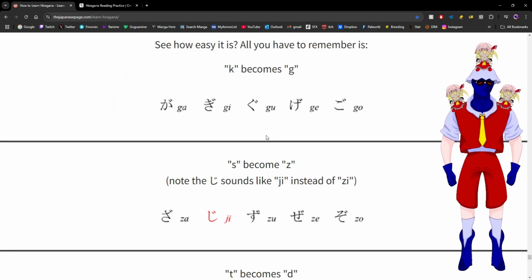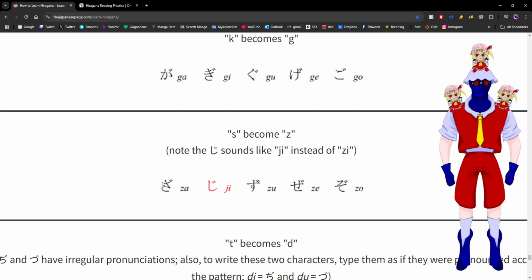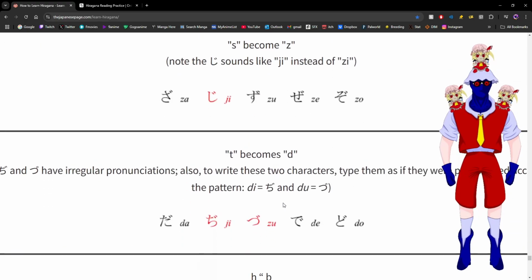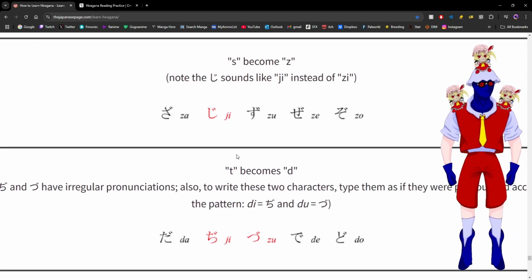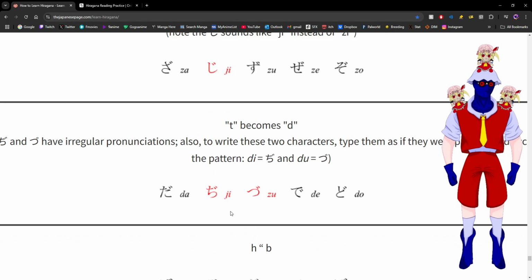Basically, yeah, K becomes G. So ga gi gu ge go. It's actually not that hard to remember. K actually does sound like G: ke, ge. It's kind of very similar. S becomes Z, yeah. Za, but yeah, there's some weird letters out there, like, they are the troublemakers of the language, okay? We don't like those, but they're easy to understand, so I kinda like them. It's za, ji, zu. The shi and chi are always weird. Just, like, keep that in mind.